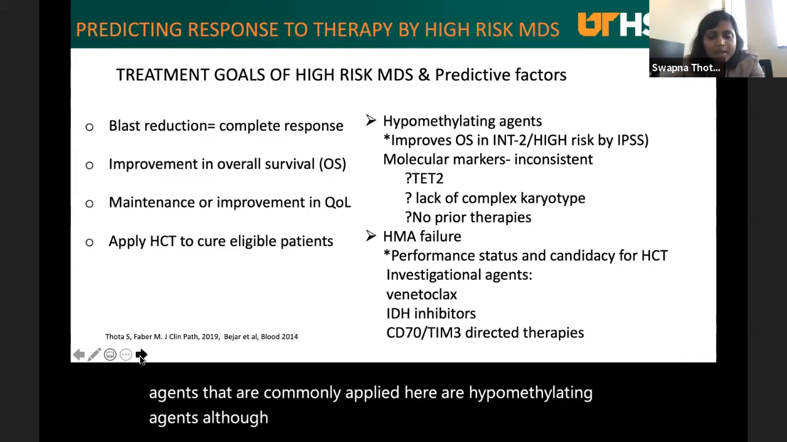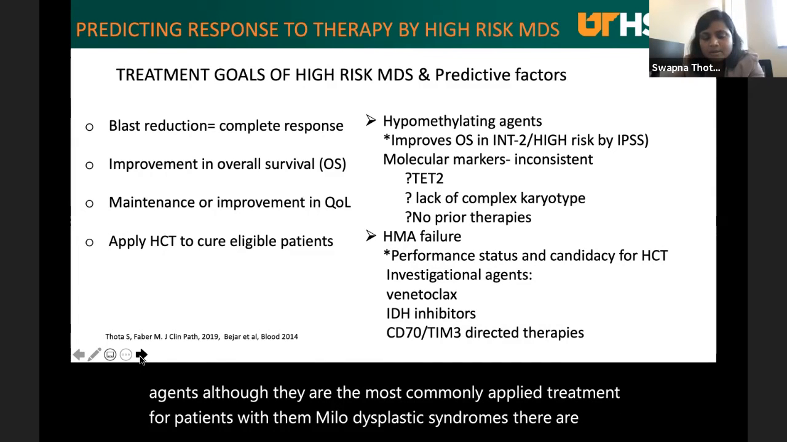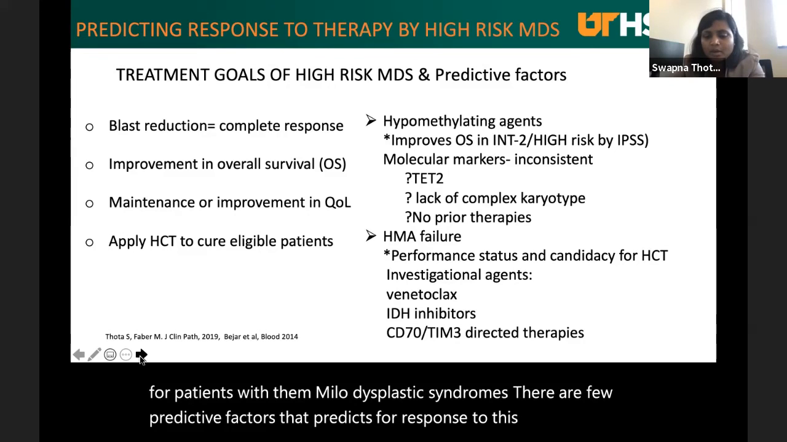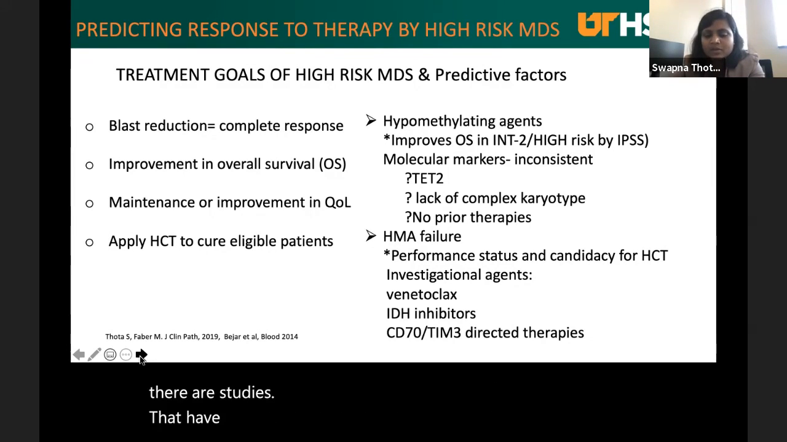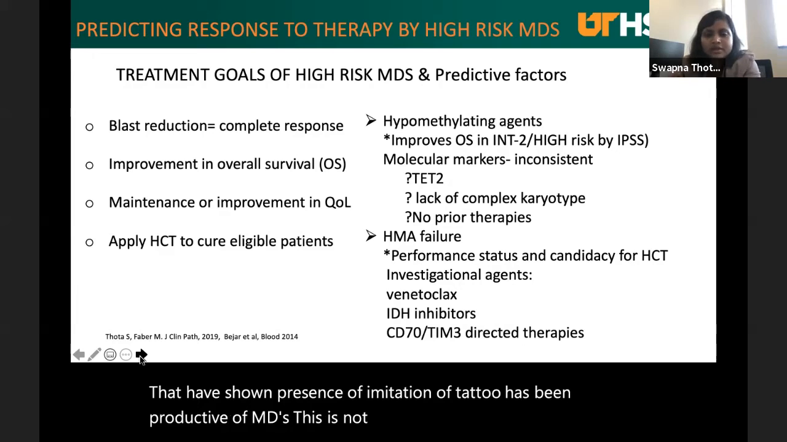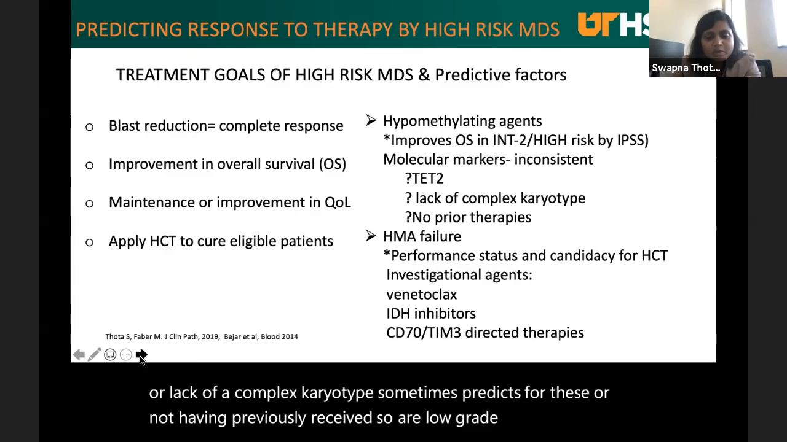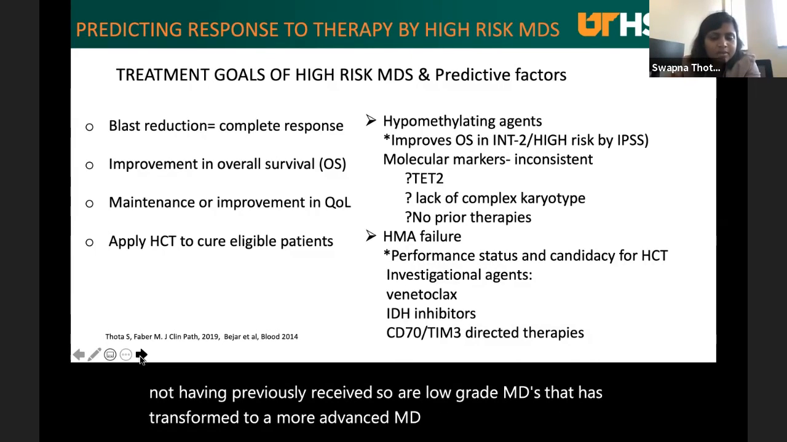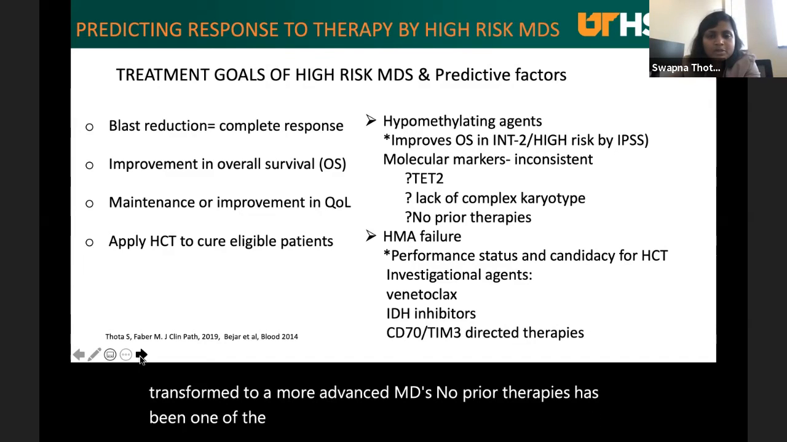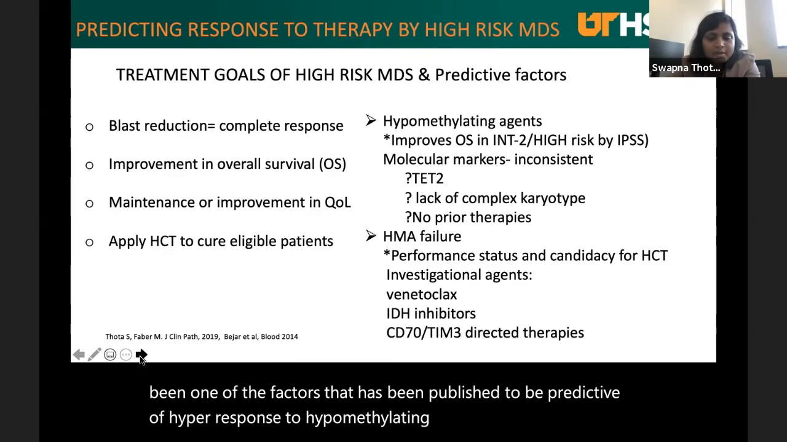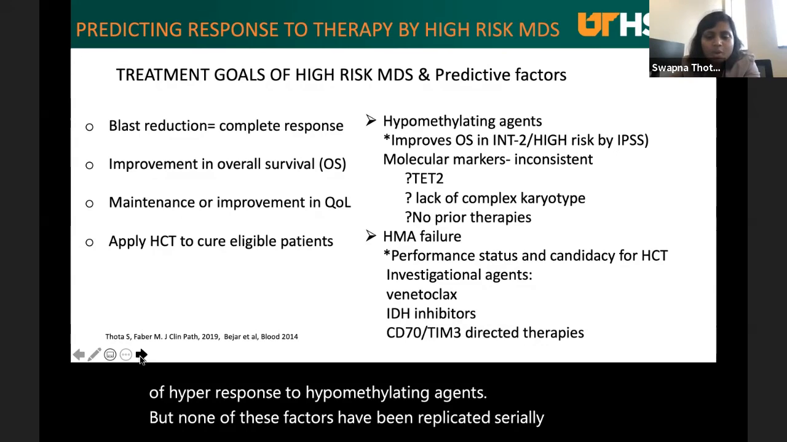Although they are the most commonly applied treatment for patients with myelodysplastic syndromes, there are few factors that predict response to these treatments. There are studies that have shown the presence of a TET2 mutation has been predictive of response. This has not been consolidated by other studies. Lack of a complex karyotype sometimes predicts response, as does not having previously received therapy, meaning a low-grade MDS that has transformed to a more advanced MDS. No prior therapies has been one of the factors published to be predictive of response to hypomethylating agents. But none of these factors have been replicated serially among many cohorts of patients.